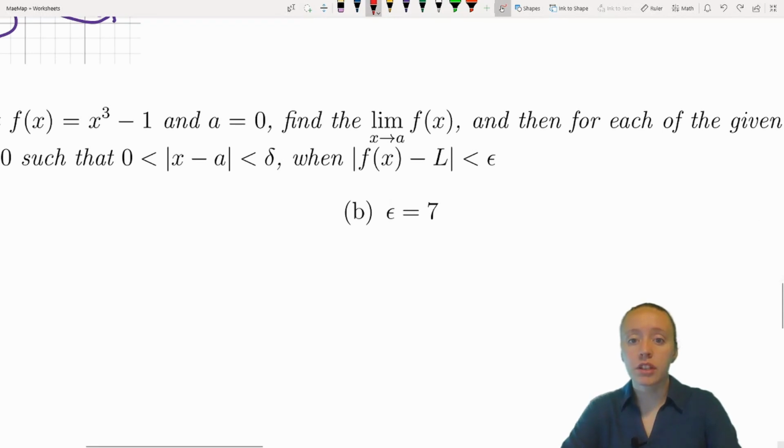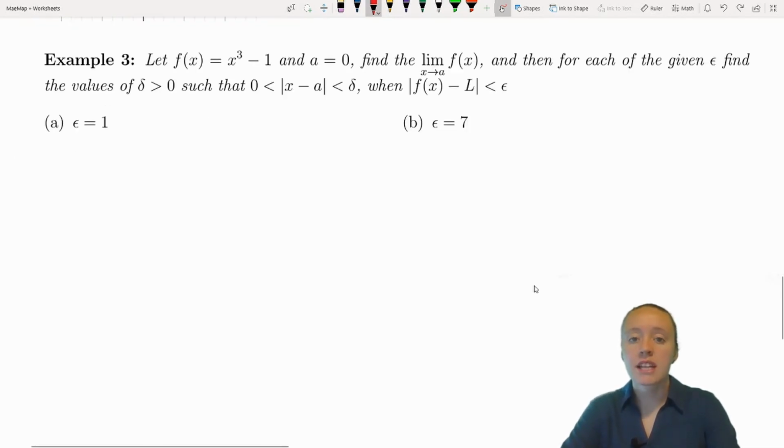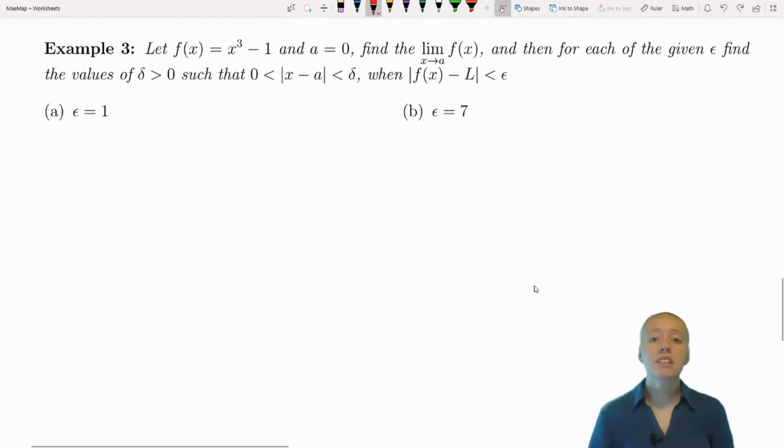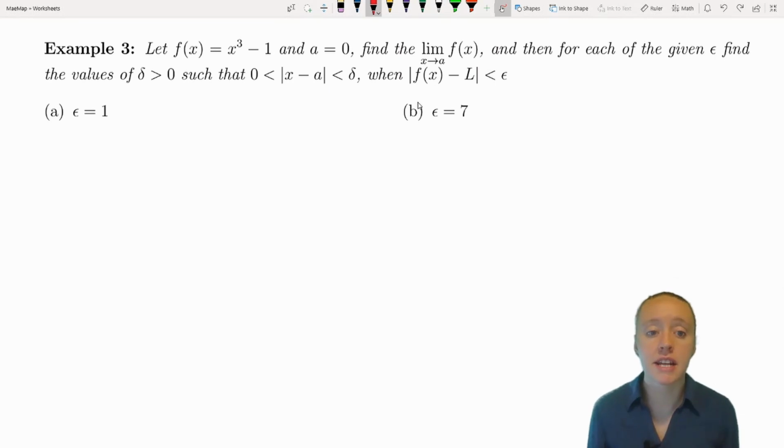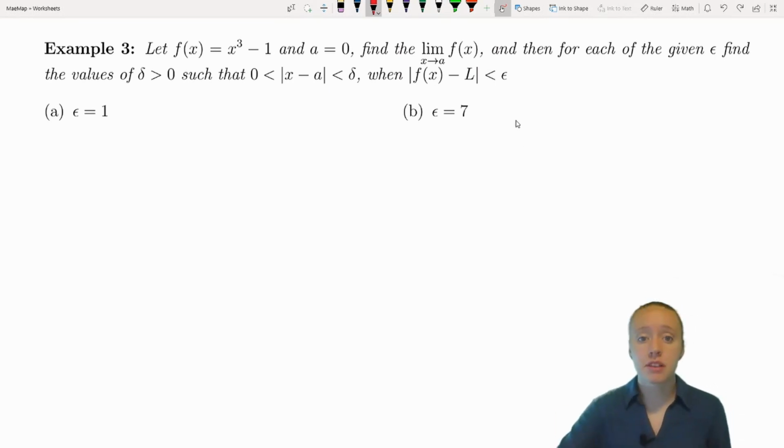Now next, we're going to look at one more example, except now we don't have a graph, but this function is fairly easy to visualize, so maybe we'll graph it as we go along. We're letting f of x equal x cubed minus 1, and a is going to equal 0. We're going to find the limit of f of x as x approaches a, and then for each of the given epsilon values, we're going to find the associated value of delta such that 0 is less than the absolute value of x minus a, which is less than delta, whenever the absolute value of f of x minus L is less than that epsilon value.